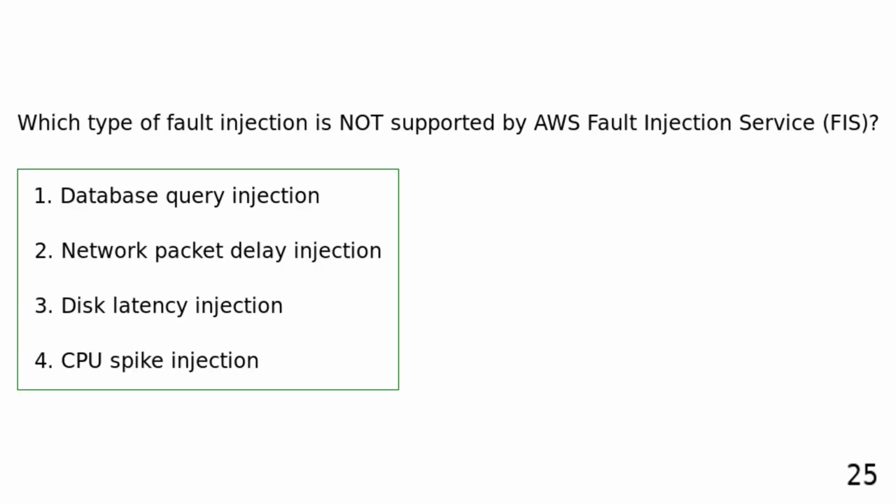performance. Which type of fault injection is not supported by AWS Fault Injection Service? Database query injection. Network packet delay injection. Disk latency injection. CPU spike injection. AWS Fault Injection Service supports injecting network traffic delays, packet loss, and other faults into AWS resources, but does not inject database queries or simulate disk latency directly.